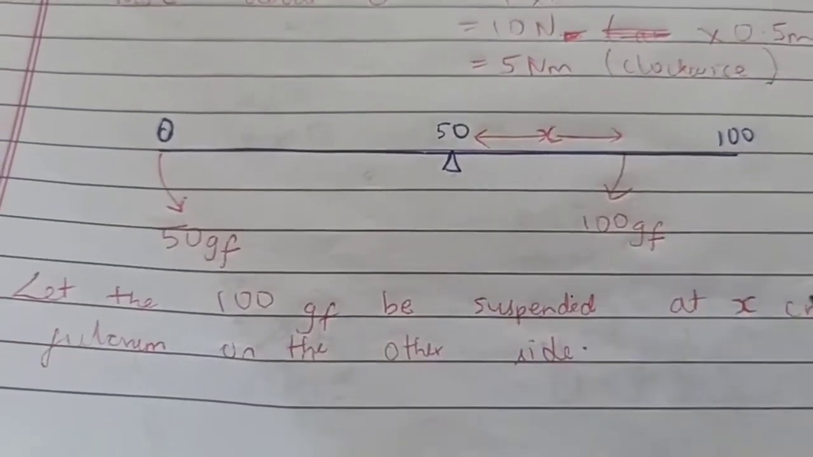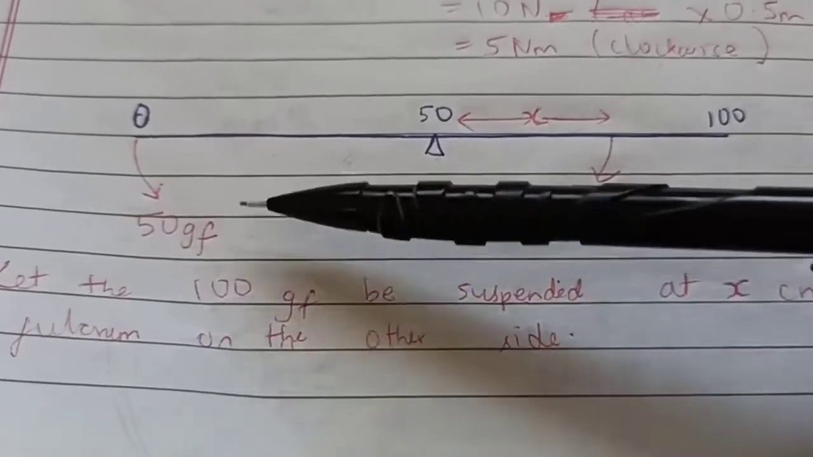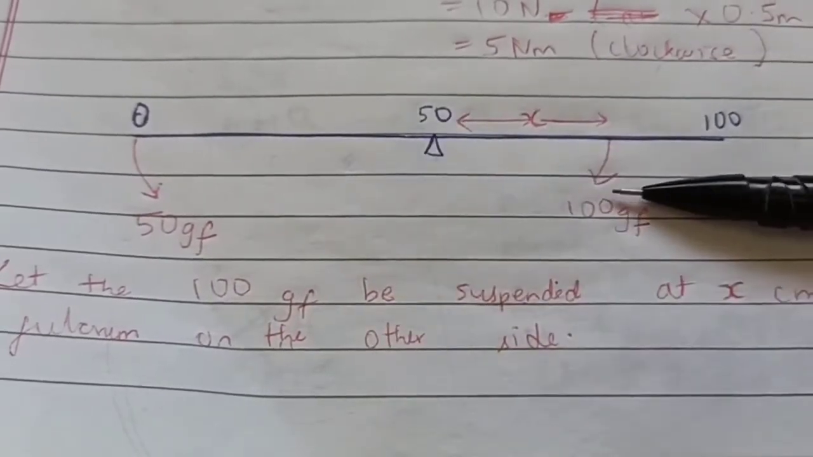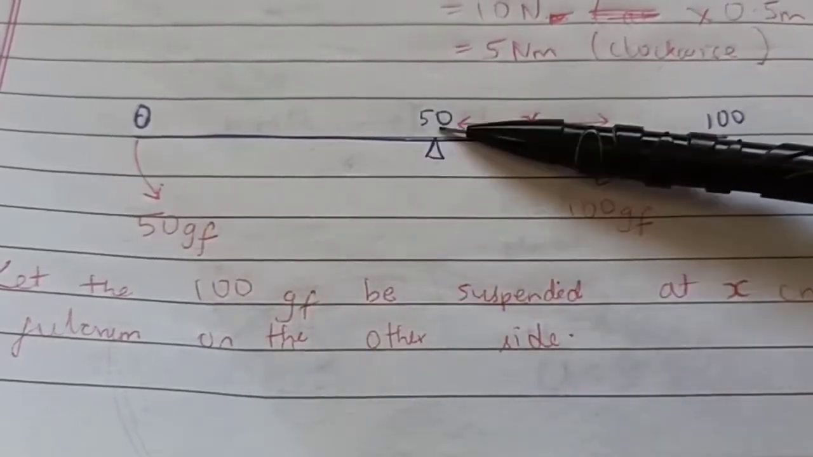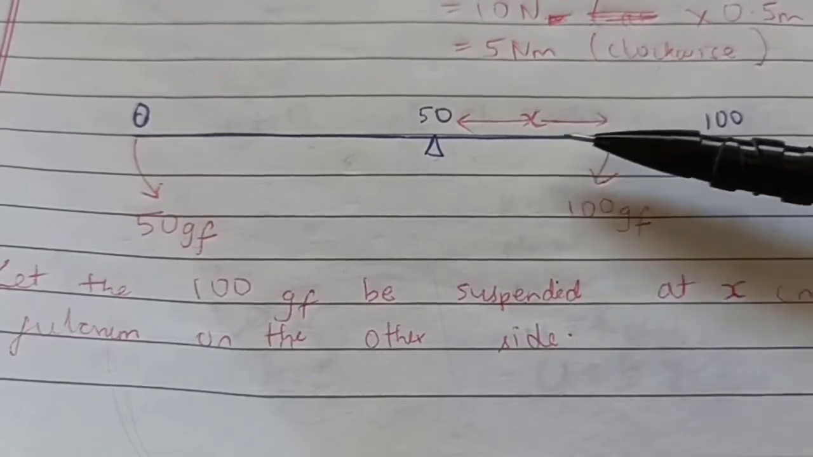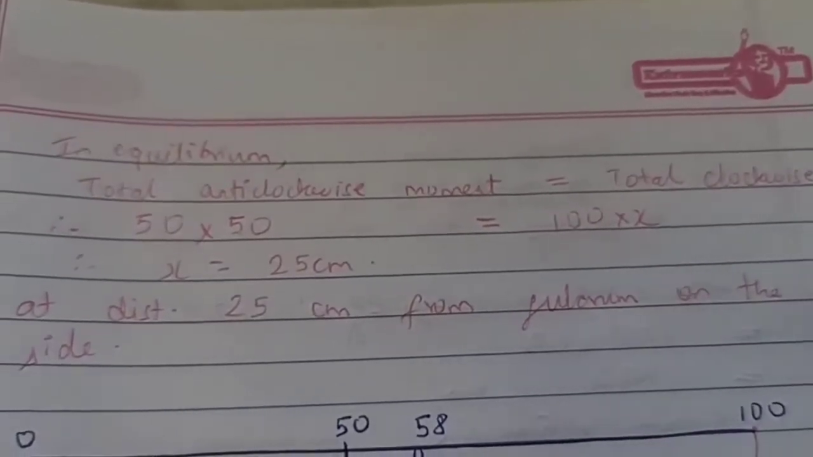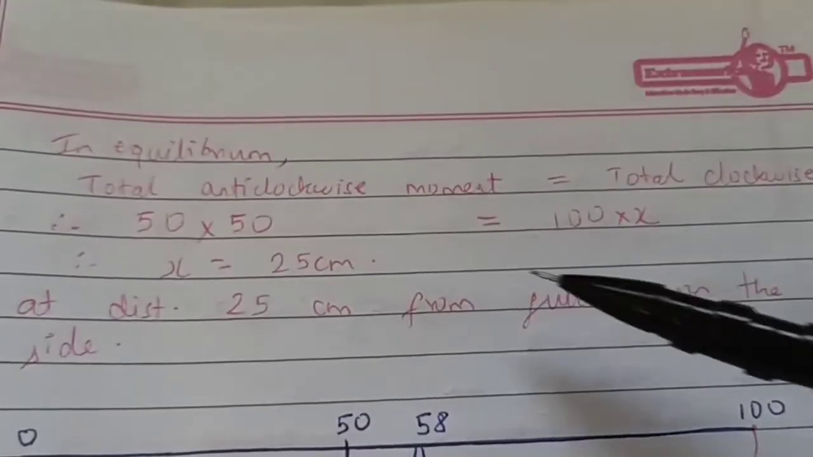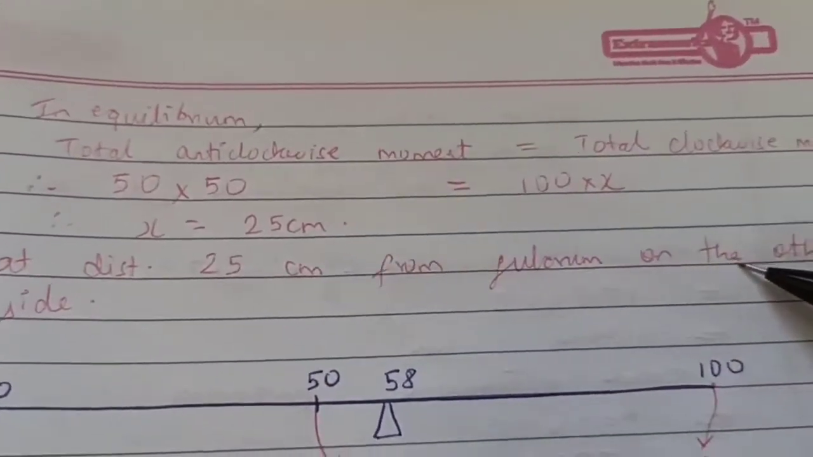So we write the assumption here. And then we know that in equilibrium, the total anti-clockwise moment is equal to the total clockwise moment. That is the principle of moments. That means 50 into 50, because distance is 50, is equal to 100 into x. Remember, the distance is always calculated from the fulcrum. So after solving this, we get the value of x as 25 centimeters. So don't forget to write the final statement. That is, at a distance of 25 centimeters from the fulcrum on the other side.